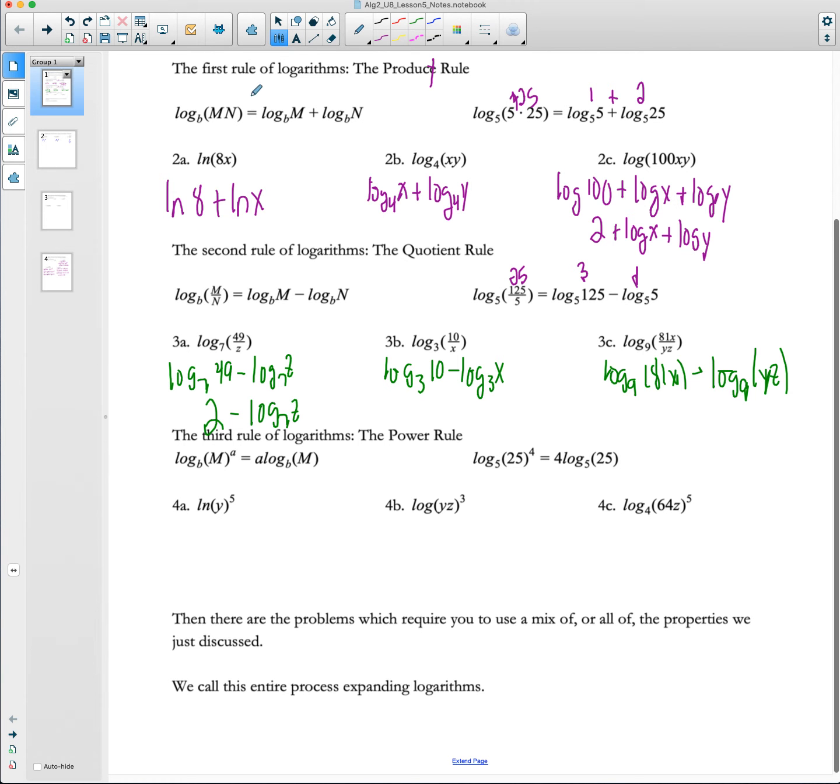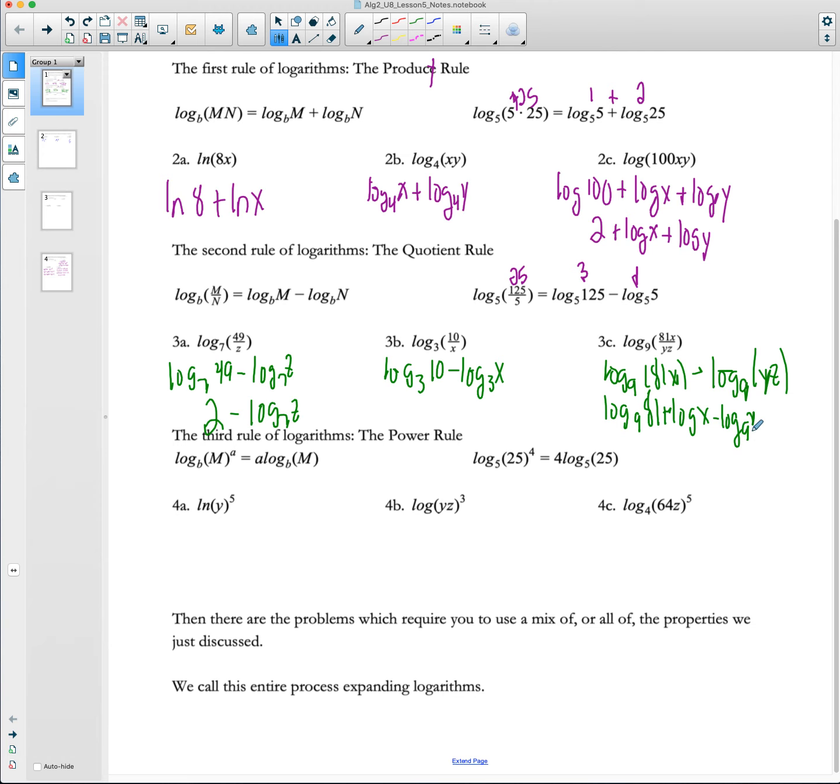In much the same way up here, we had 8 times x. So I now want to go right into simplifying this and seeing what I can do with my product rule. Okay, so log, try that again. So log base 9 of 81, plus log base x, minus log base 9 of y.